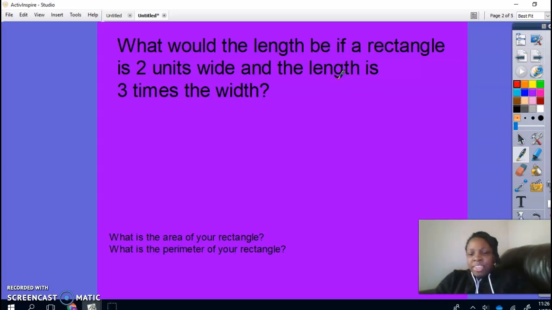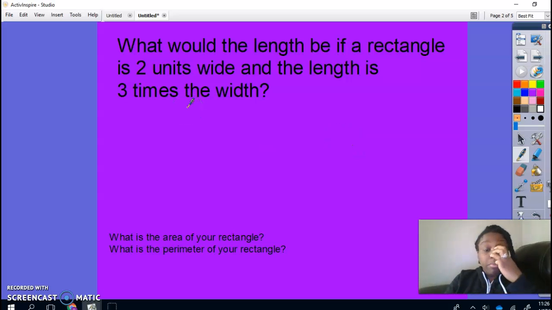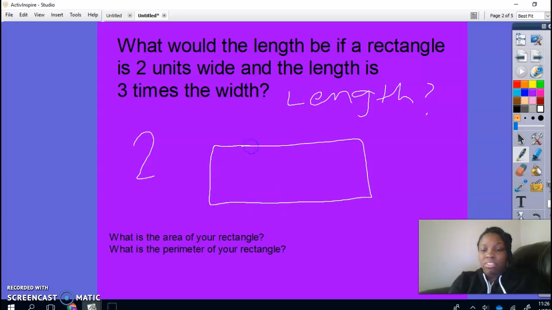So, the first question, what would the length be if a rectangle is 2 units wide and the length is 3 times the width? So, I'm going to draw with white today. So, what would the length be? That means I'm trying to find the length, right? So, that's my question. So we can draw out a rectangle, and it's great for you guys to draw out these problems when you're dealing with word problems. So if it's 2 units wide, let me put my 2.